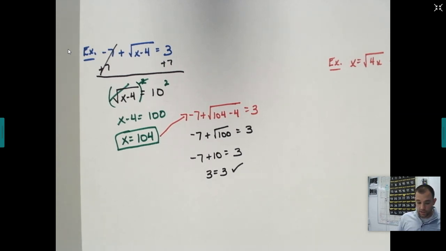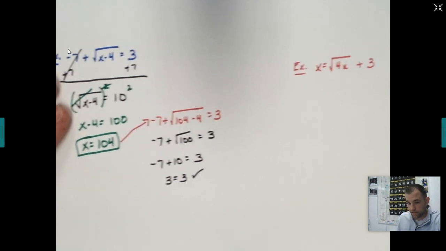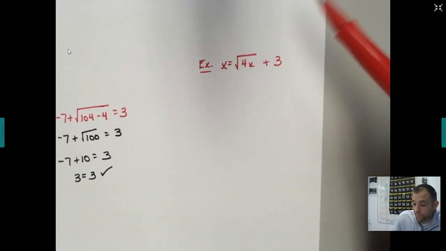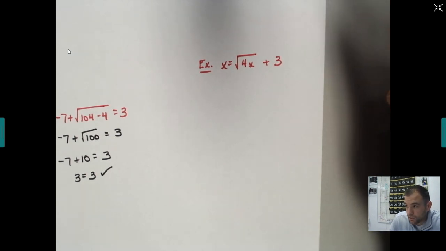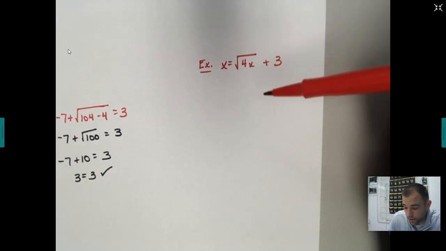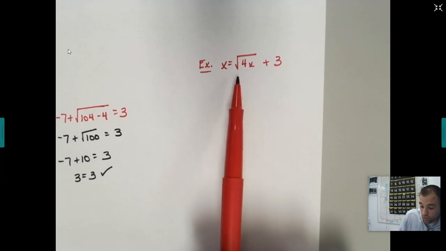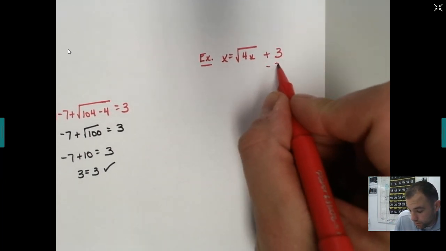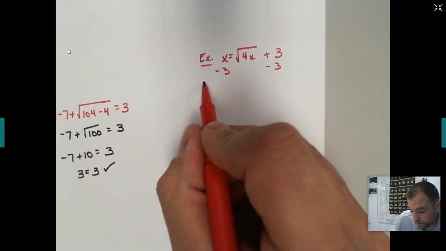Now, this last one is about as hard as these can get. At least I think these are the hardest ones that we can do. This one's going to incorporate a lot of different stuff. So here's this one. The first step is isolate the radical. Notice it's not isolated yet. I need to get that radical all by itself, so I need to get rid of this 3 first. So I'm going to subtract 3.